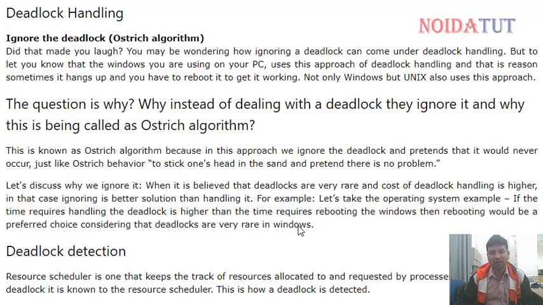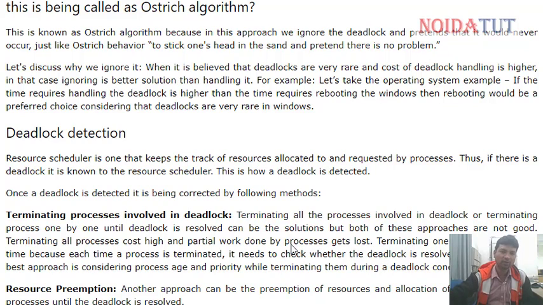Now let us understand why, instead of dealing with deadlock, they ignore it and why it is called the ostrich algorithm. This is known as the ostrich algorithm because in this approach, we ignore the deadlock and pretend that it would never occur, just like ostrich behavior, to stick one's head in the sand and pretend there is no problem.